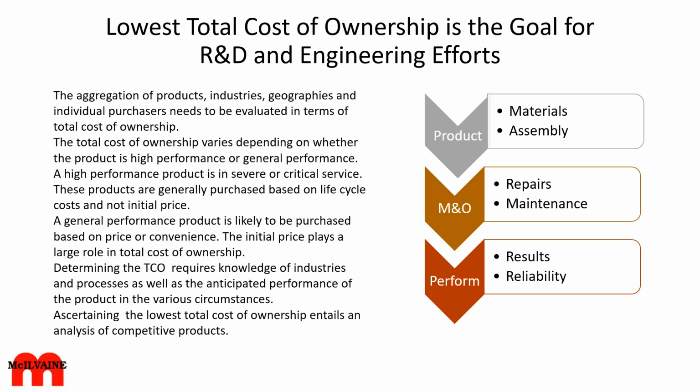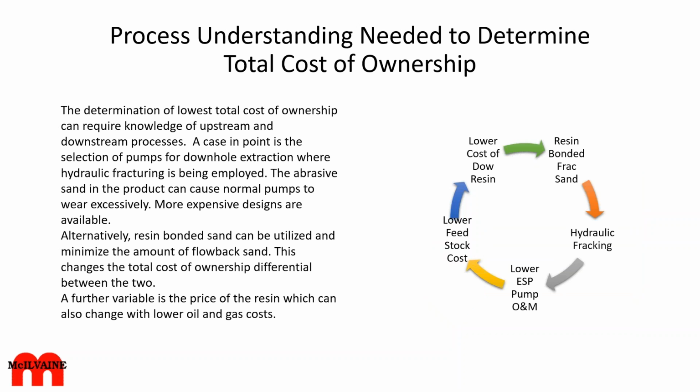Determining the TCO requires the knowledge of industries and processes, as well as the anticipated performance of the product in those various processes and circumstances. Ascertaining the lowest total cost of ownership entails an analysis of competitive products. Process understanding is needed to determine the lowest total cost of ownership.